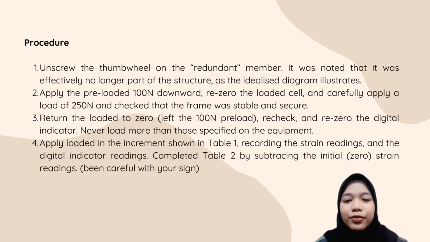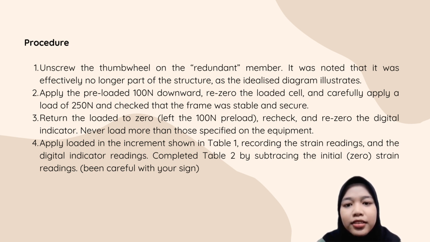For the procedure, the first one is to unscrew the thumb wheel on the redundant member. It was noted that it was effectively no longer part of the structure, as the analyzed diagram illustrates. For the second, apply the preload of 100 newtons downward, re-zero the load cell and carefully apply a load of 250 newtons and check that the frame is stable and secure.